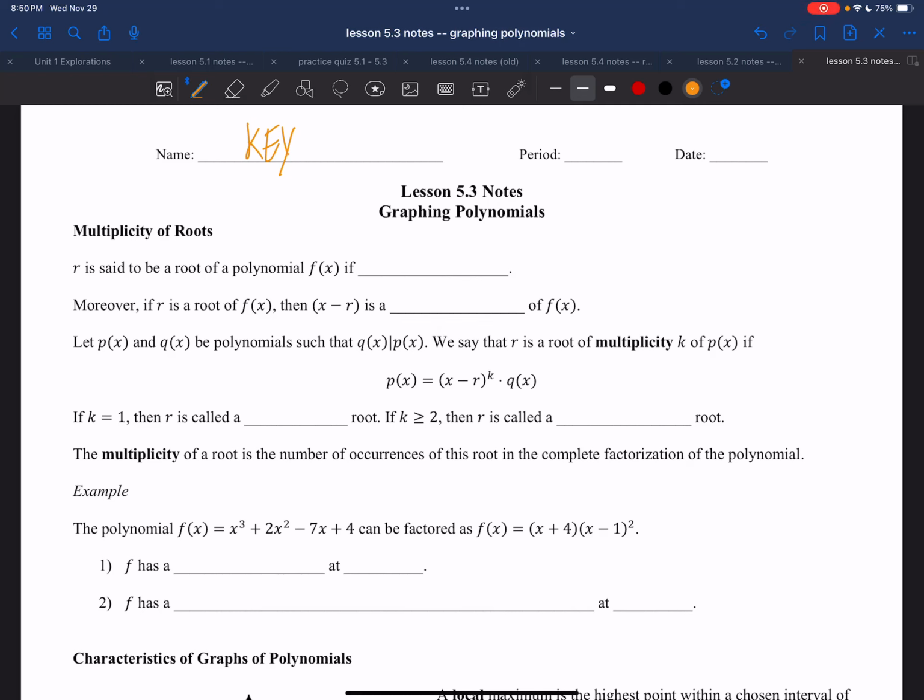Hello and welcome to the next lesson, lesson 5.3, graphing polynomials. But not just graphing them, just kind of looking at the graphs of polynomials, understanding their characteristics, understanding how to make a graph from an equation, or possibly be able to piece together an equation based off a graph, just things like that, yeah?